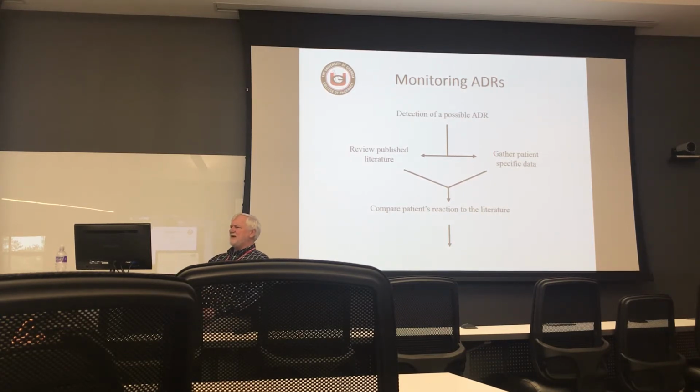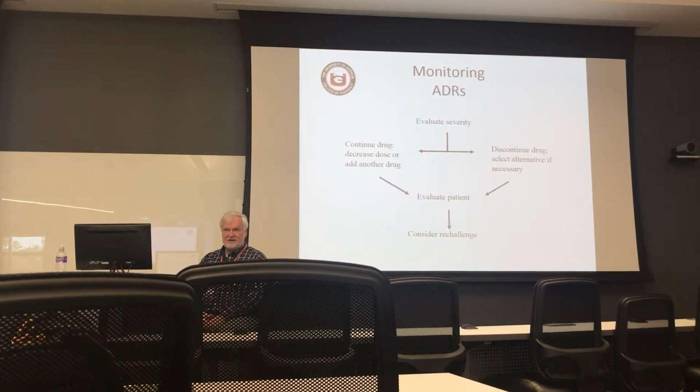I just put this together one time to think about monitoring adverse reactions, kind of the thought process. If you detect a possible ADR, two things should happen, and you should have thought about this when Diane lectured to you in first year about a systematic approach to answering a question, background questions. You gather all the patient-specific information, ask all the right background questions. Then look at the literature to see if anything matches that patient type with what's been published, case reports, and the ADR you're seeing. Compare the two. Compare the patient's reaction to the literature.